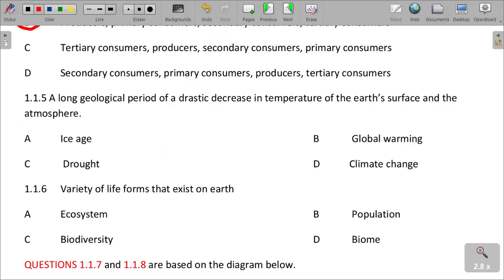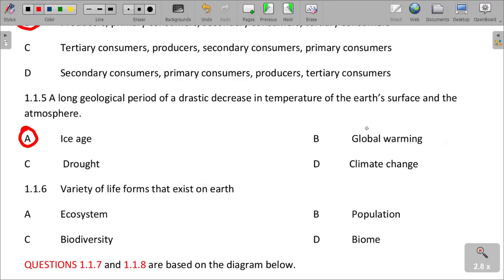A long geological period of drastic decrease in temperature of the Earth's surface and atmosphere. When we say geological, we are talking about a time factor, where there is a quick, serious decrease in the temperature of the Earth and the atmosphere. So what do we call that, number 5? If temperature decreases like this, it is known as the ice age.